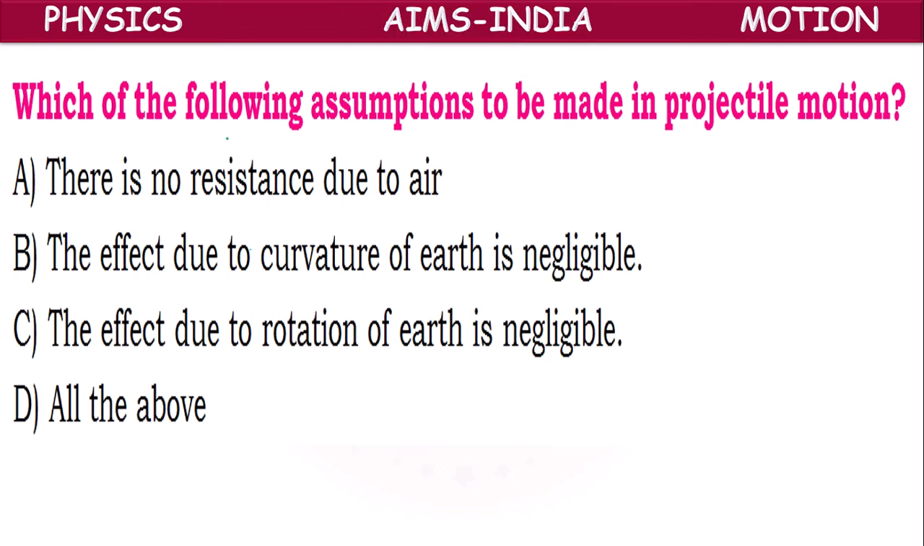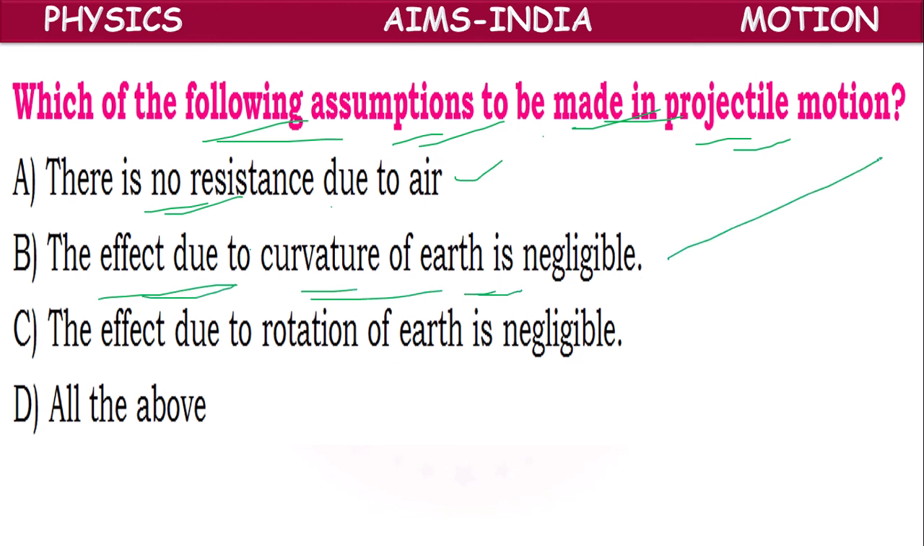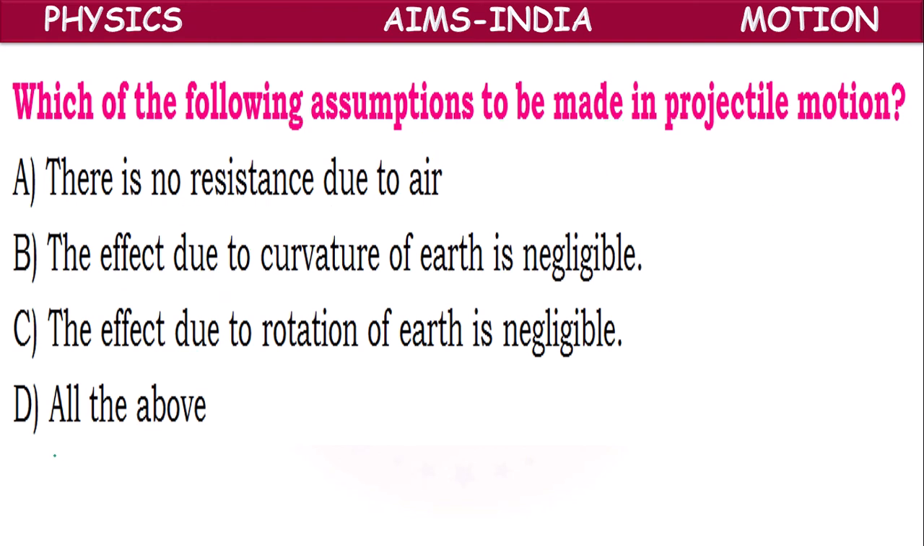Next one. Which of the following assumptions are made in projectile motion? There is no resistance due to air, correct. Effect due to curvature of earth is negligible, correct. Effect due to rotation of earth is negligible, correct. All three cases we have to consider. But they have given the fourth option as all the above. So fourth option, D option is correct.